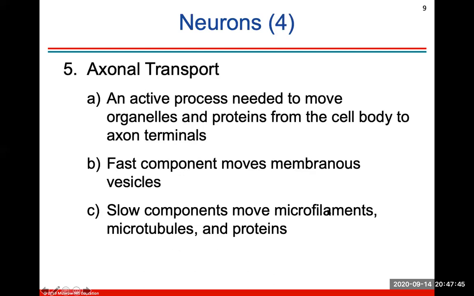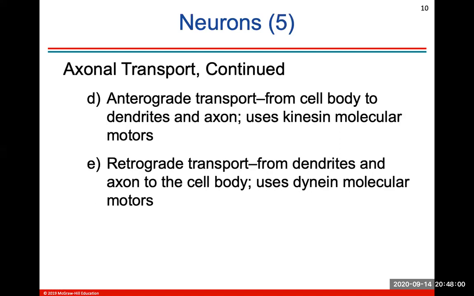And an active process needed to move organelles and proteins from the cell body to axon terminals is known as axonal transport. It's a fast component which moves the membranous vesicles, and slow components will move microfilaments, microtubules, and proteins.